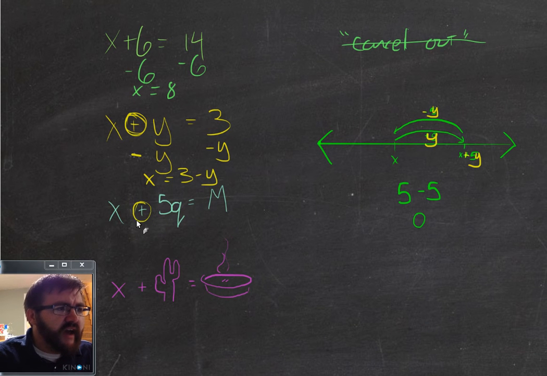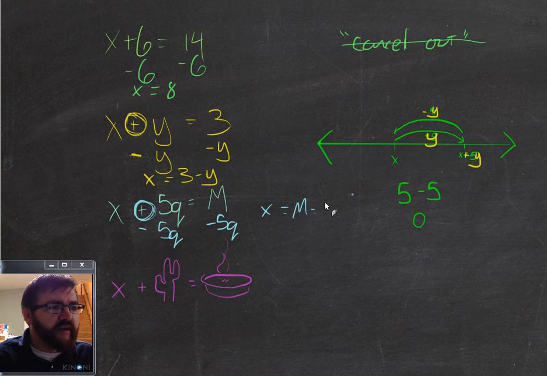Here, we've added something to x. What have we added to x? We've added 5q to x. So we're going to take 5q away from x plus 5q. I've added something to x. I'm going to take that thing back. I'm right back at x. I'll do the same thing to both sides. I've run out of room, so I'm going to write it over here. X equals m minus 5q.